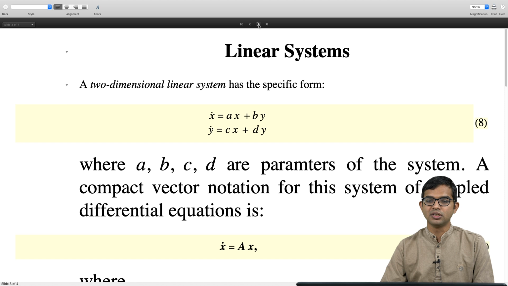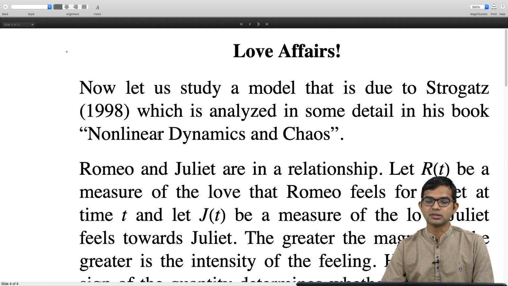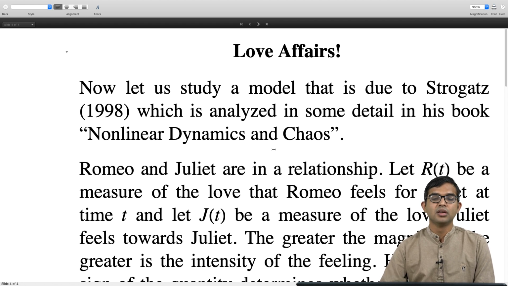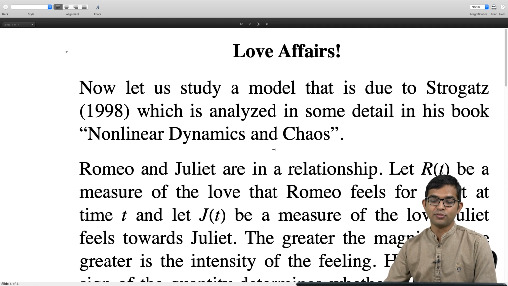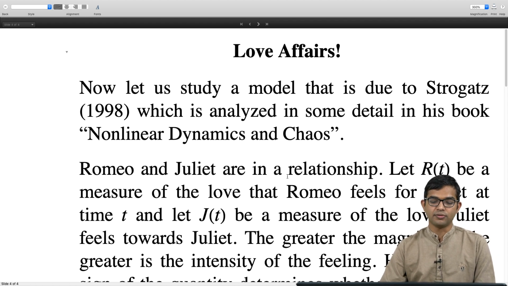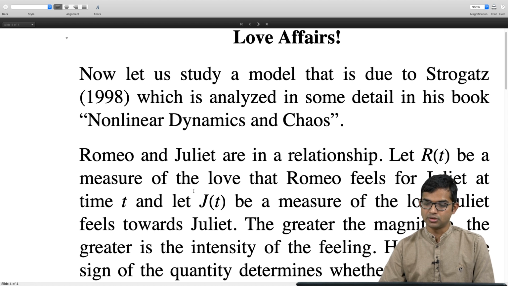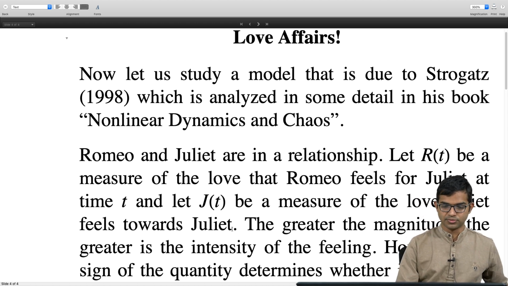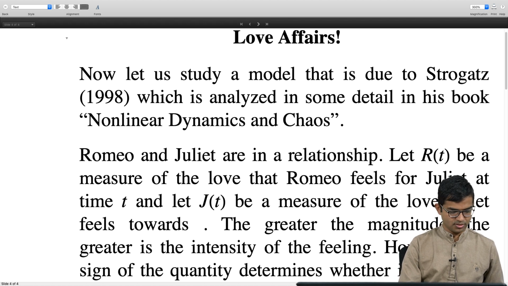Okay, so now what I want to do is use this to describe a very interesting problem which is given in Strogatz's book on nonlinear dynamics and chaos. So this is about Romeo and Juliet and how their relationship can be modeled as a differential equation. So let R of t be the measure of the love that Romeo feels for Juliet at time t, and let J of t be the measure of the love that Juliet feels towards Romeo. Actually, it should be Romeo. So let's change this. So this is Romeo.